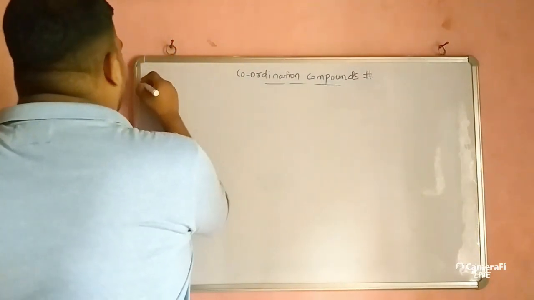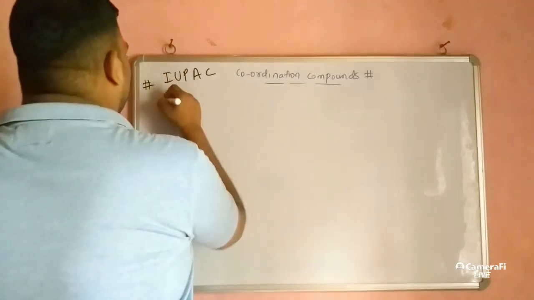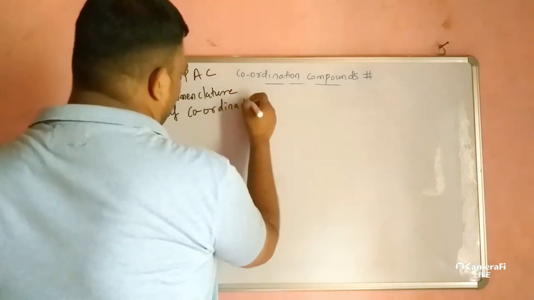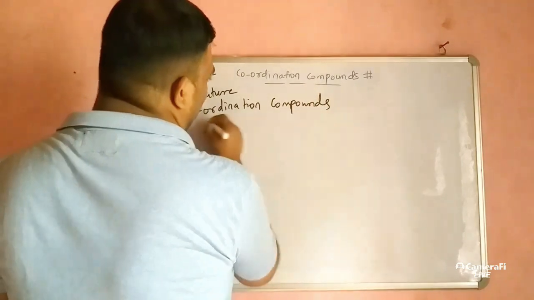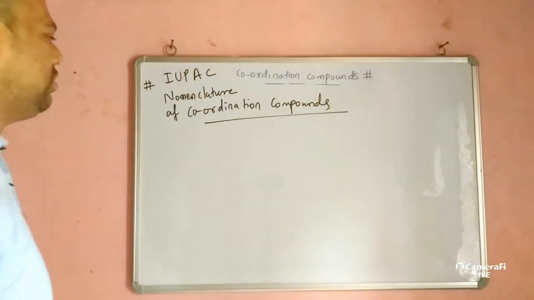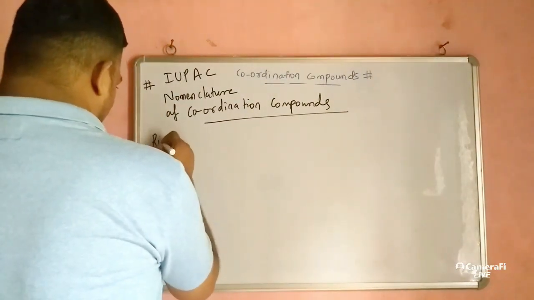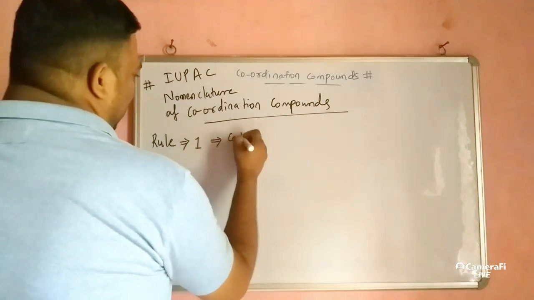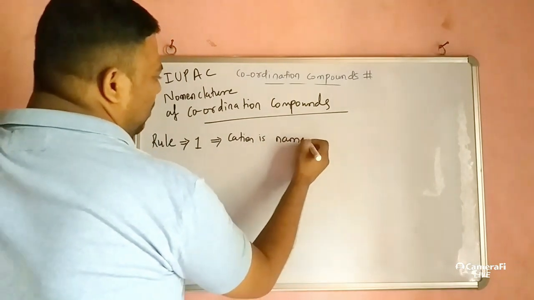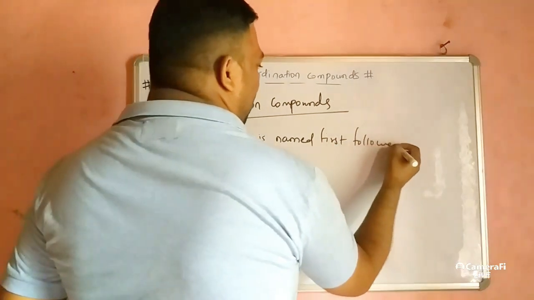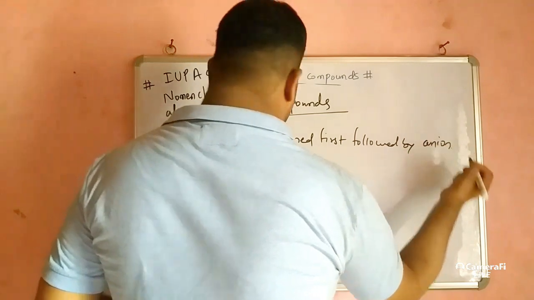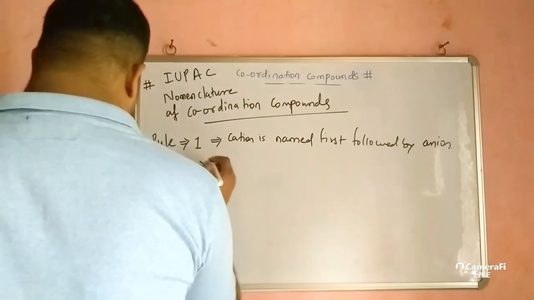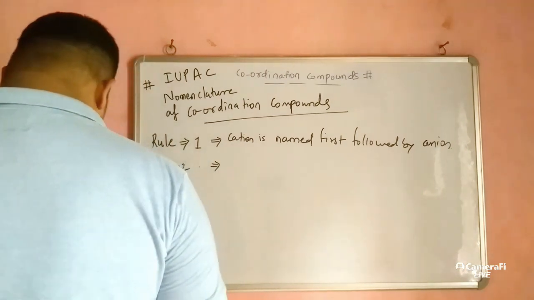So see, IUPAC nomenclature of coordination compounds. In that, we have to write some rules first. Rule 1: the cation is named first, followed by the anion. Now rule 2: naming of ligands.